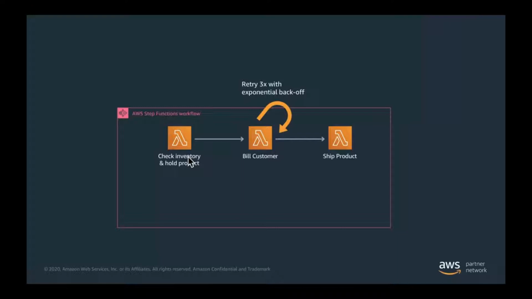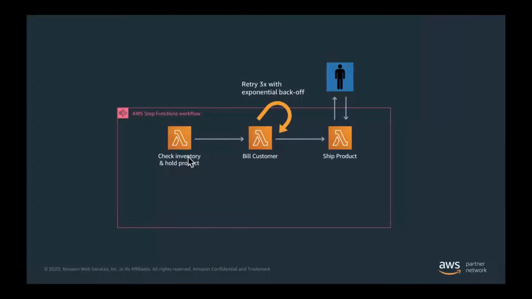So you'd build the state machine, you would have a state that would call your Lambda function, and then you could just specify a retrier with an exponential backoff. And with very, very minimal code, it will retry the billing up to 3 times before failing the workflow.